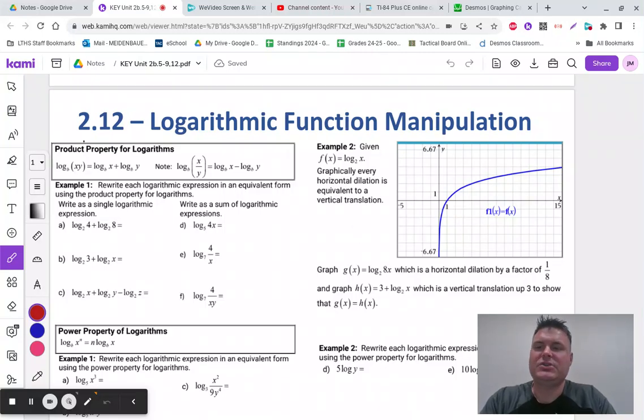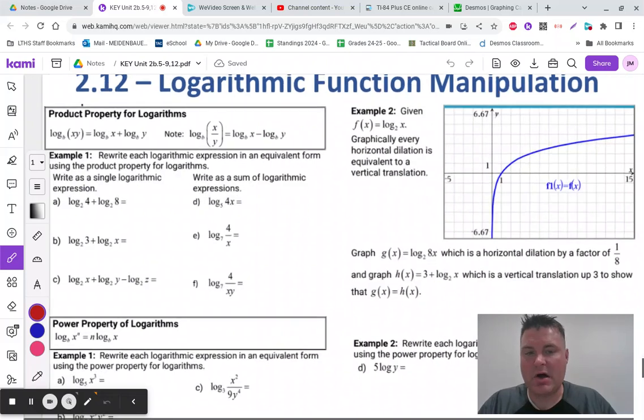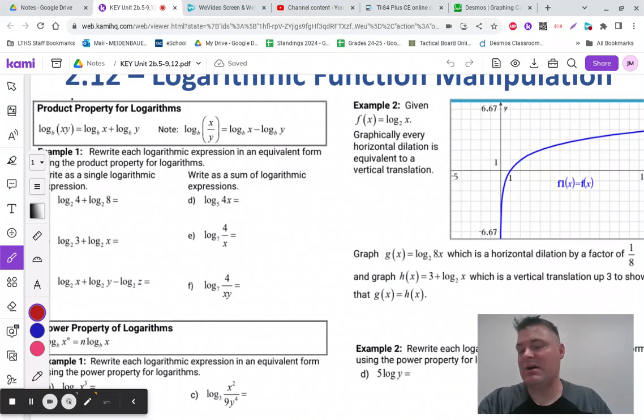We are here doing section 2.12, logarithmic function manipulation. This is a lot of review from Algebra 2. There's very little new stuff coming here from AP PreCalc, but let's go ahead and do it. Let's talk about all the properties of logs, and let's go ahead and manipulate these properties.